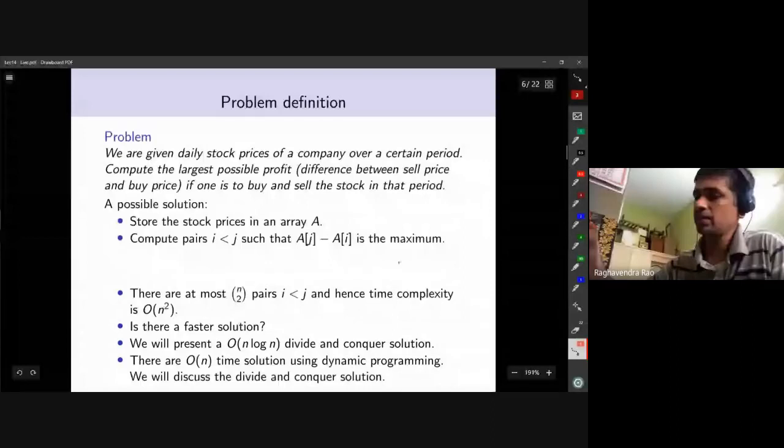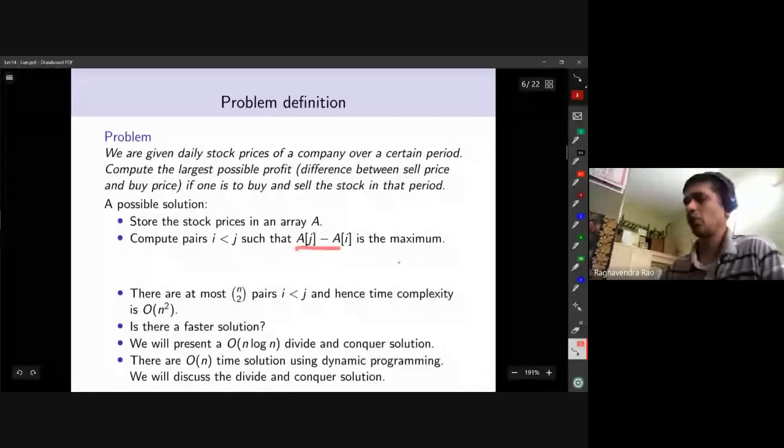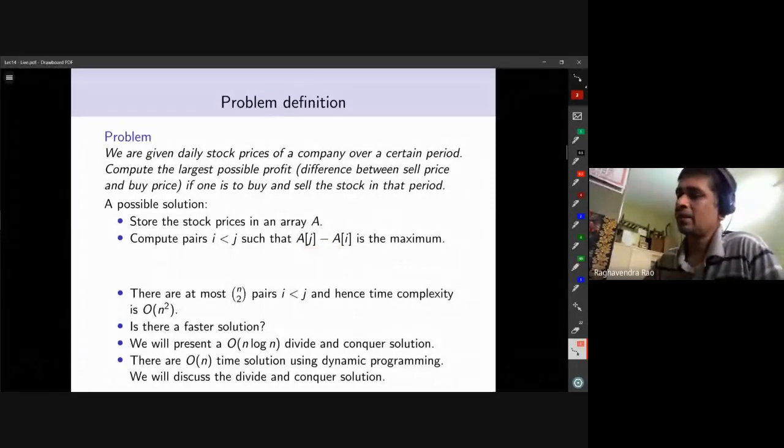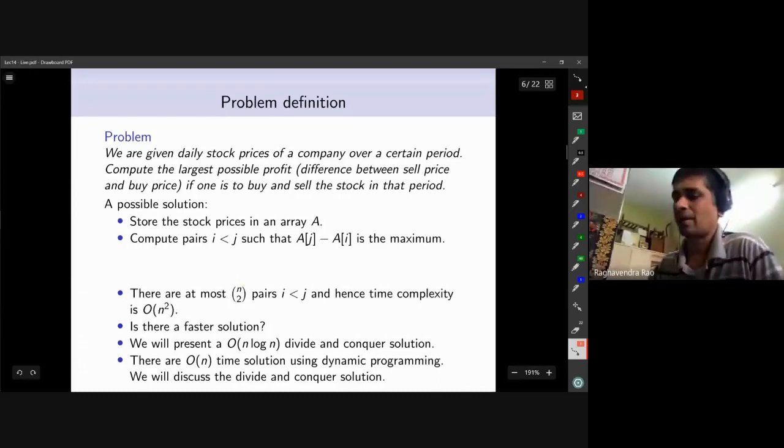Okay, so you run over all such pairs and compute aj minus ai. That takes one arithmetic operation, which is subtraction, and then compute the maximum. So you'll require a comparable number of comparisons, right? N choose 2 minus 1 comparisons.